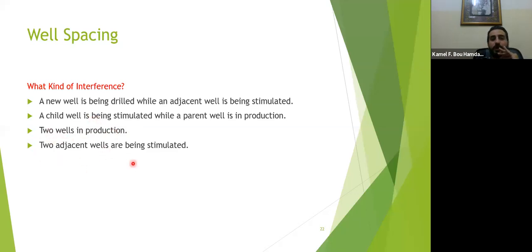You might also have 2 adjacent wells that are being stimulated. So it's like we are fracturing 2 wells close to each other. How is this going to affect our well, or you might have some kind of interference with this case.